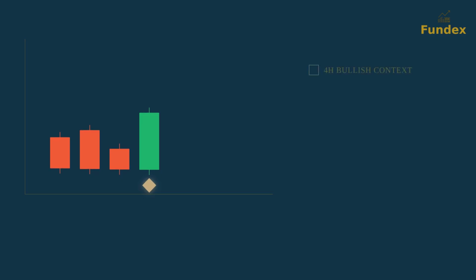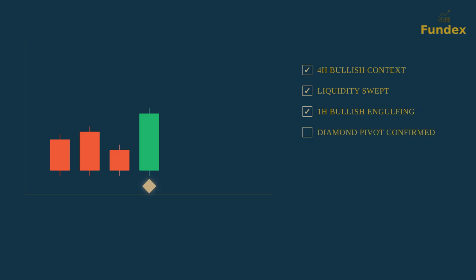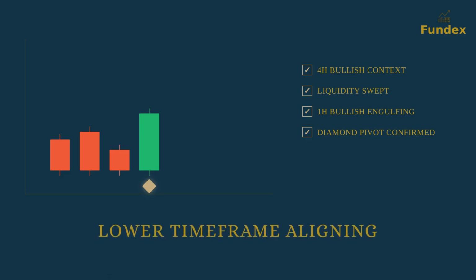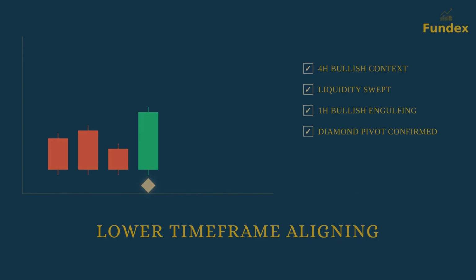Again, I do not buy simply because the low was swept. I wait for confirmation. On the 1-hour chart, I may see a bullish engulfing candle, or I may see a bullish diamond pivot forming around the swing low. Now the sequence becomes interesting. The 4-hour context is bullish. Sell side liquidity has been taken. Price reacts. The 1-hour chart begins to confirm. And now the lower time frame is aligning with the higher time frame. This is the type of setup I am interested in.